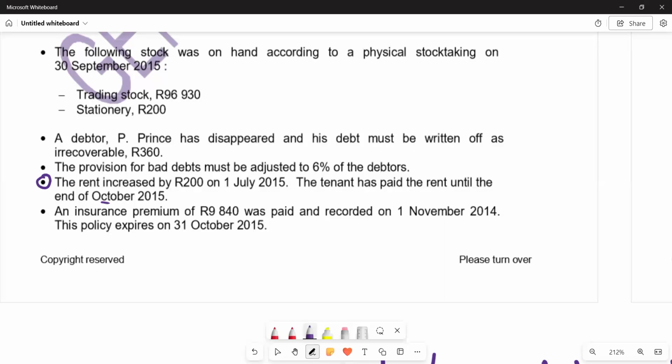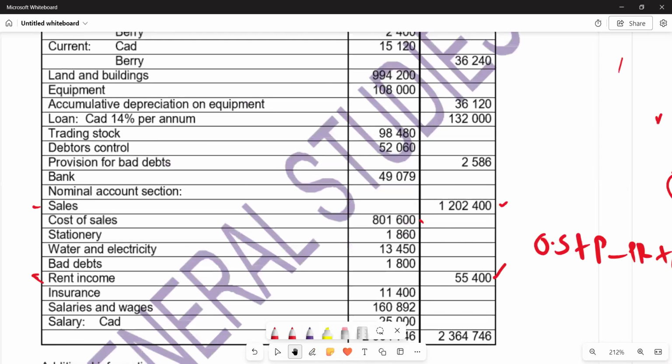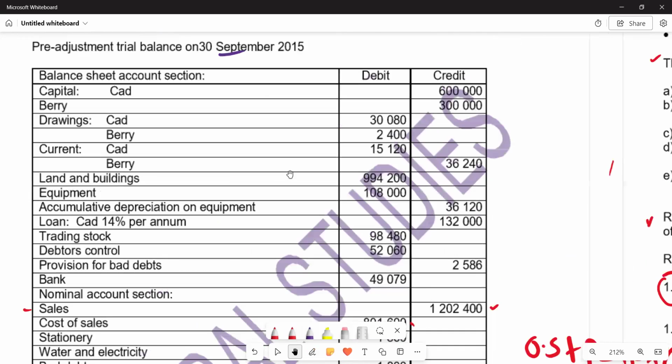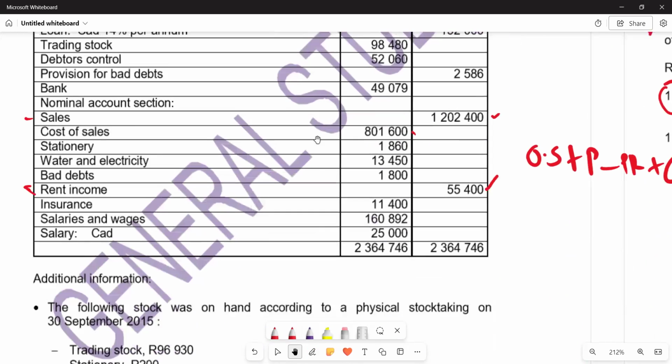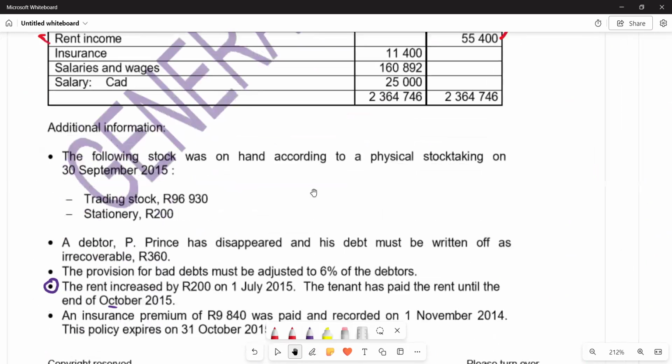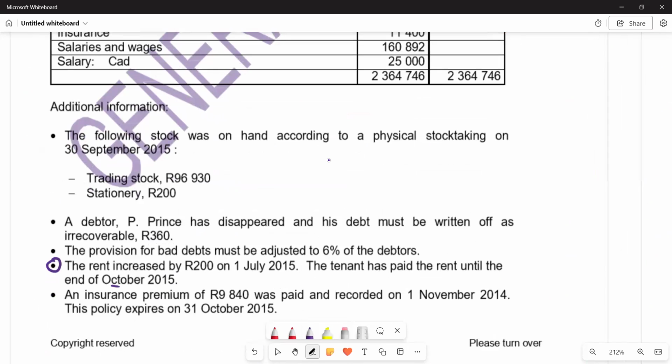Remember, we can go back and check where our year is ending. If you come here, you'll see that our year is ending on 30 September 2015. And if you go to the additional information on rent adjustments, we are being told that the tenant has paid until October, which is a month after the year end.